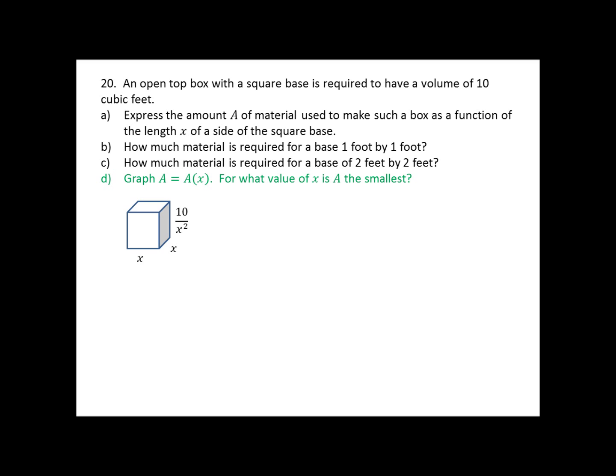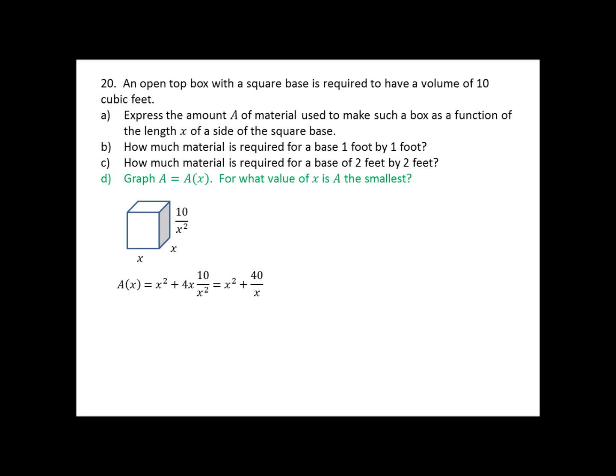They want us to again graph it in our calculator and figure out what value of x makes A the smallest. Now, an open top box would be like a shoebox without the top on it. So there's only a base and 4 sides to talk about. So the area is x squared, the area of the base, plus 4, because we have 4 sides that are x wide and 10 over x squared tall. Where did I get the 10 over x squared? Well, they told us that the volume had to be 10. That's how I came up with that expression.